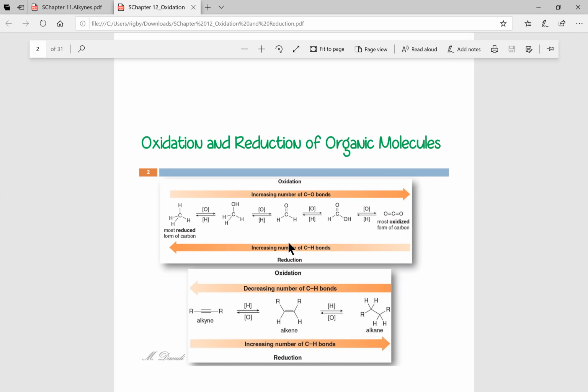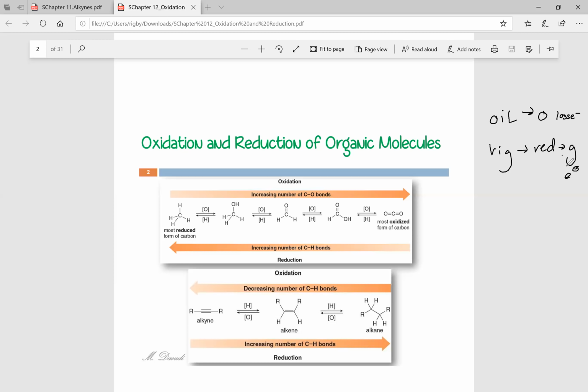Okay. So oxidation reduction. Before we talk about all this organic chemistry stuff, let's talk a little bit about Gen Chem. So if you remember in Gen Chem, we talked about OIL RIG. So oxidation is loss of electrons, and reduction is gain of electrons, okay?